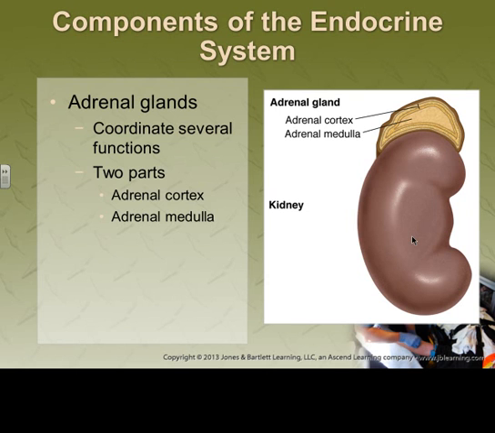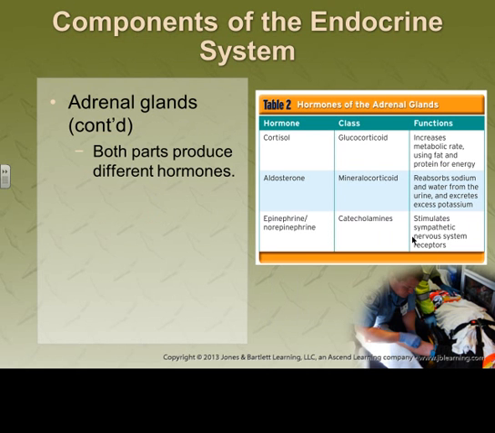Some of the functions is to suppress inflammation, govern the body's use of nutrients, and regulate how much sodium is excreted in the urine. Now, the excretion of your sodium is going to have to do with your fluid balance. So your adrenal glands are going to have a little bit to do with your fluid balance. The hormones of the adrenal glands, you've got your cortisol. There's diseases where you have decreased cortisol levels.